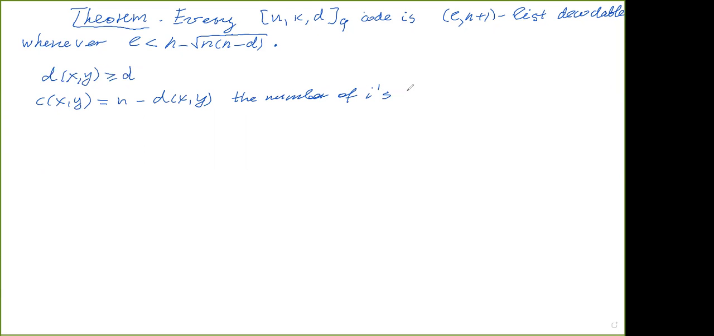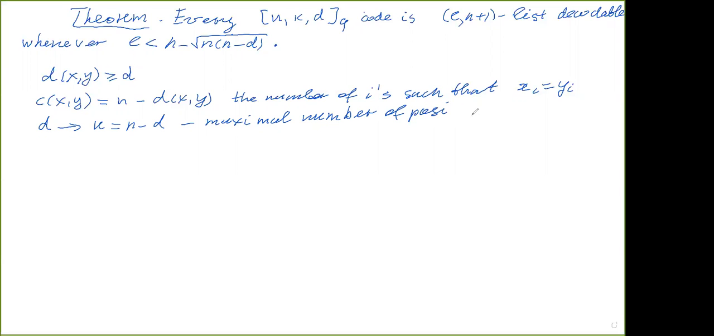The number of i's such that x_i coincides with y_i. And so if we switch to the number C, then instead of d, we will have some value, let's denote it by u, which is equal to n minus d. And this is the maximal number of positions where two different code words may coincide, the number of coinciding symbols in different code words.